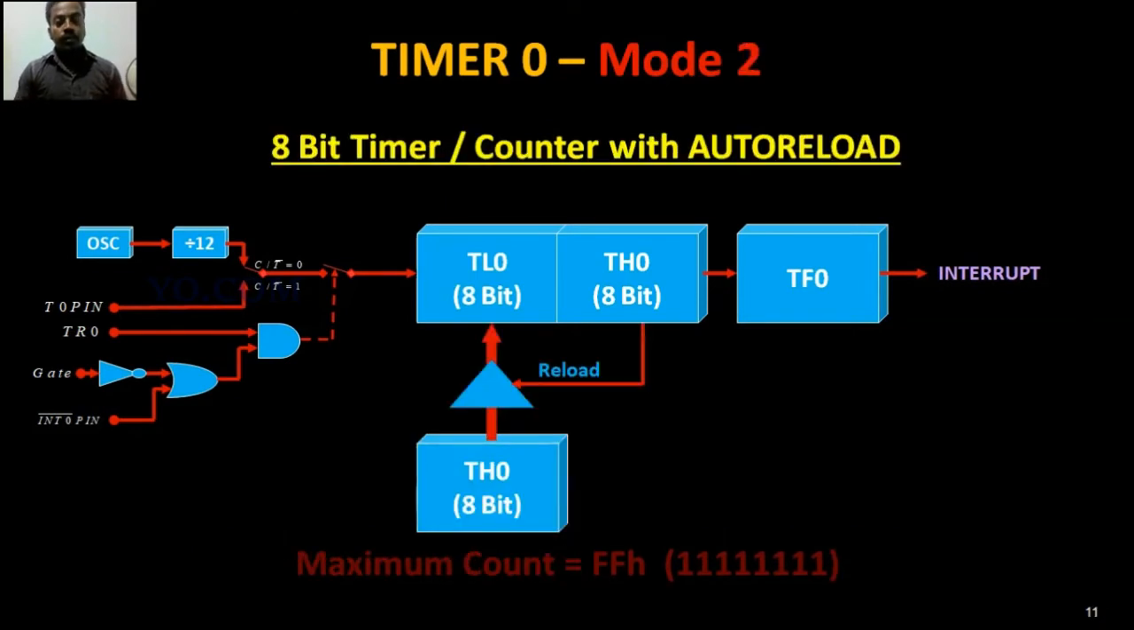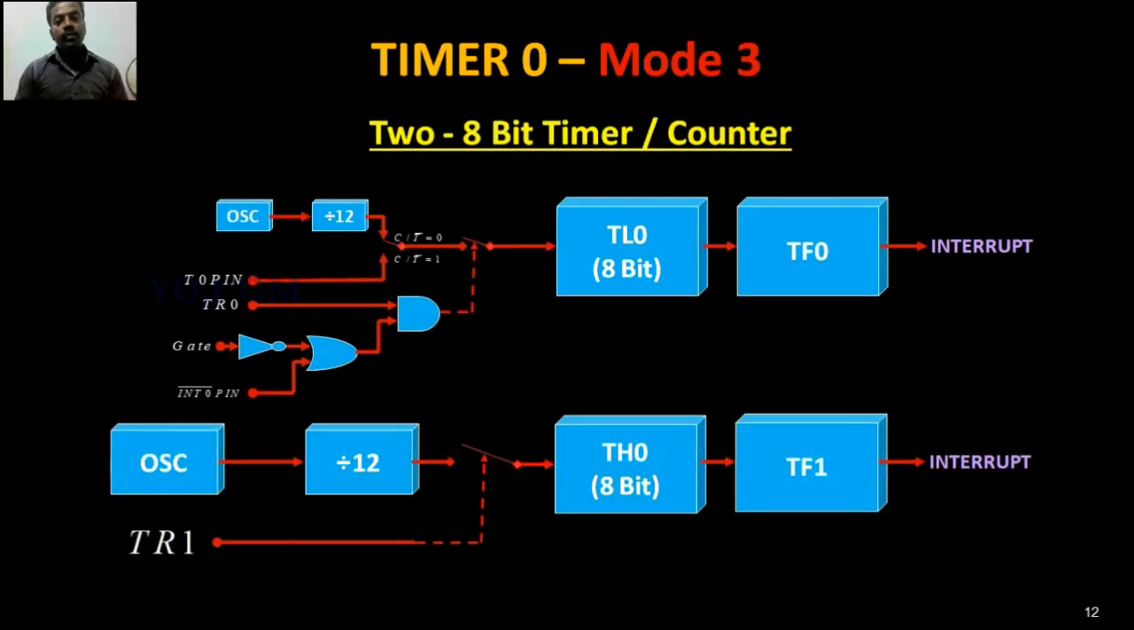Then mode 2. It is an 8-bit timer or counter with auto reload. What is auto reload? Whenever TL0 overflows, at that time the TH0 value is loaded into TL0, so the timer automatically starts again. Here the maximum count value is FFH, that is 8-bit. That is mode 2. Next one is mode 3.